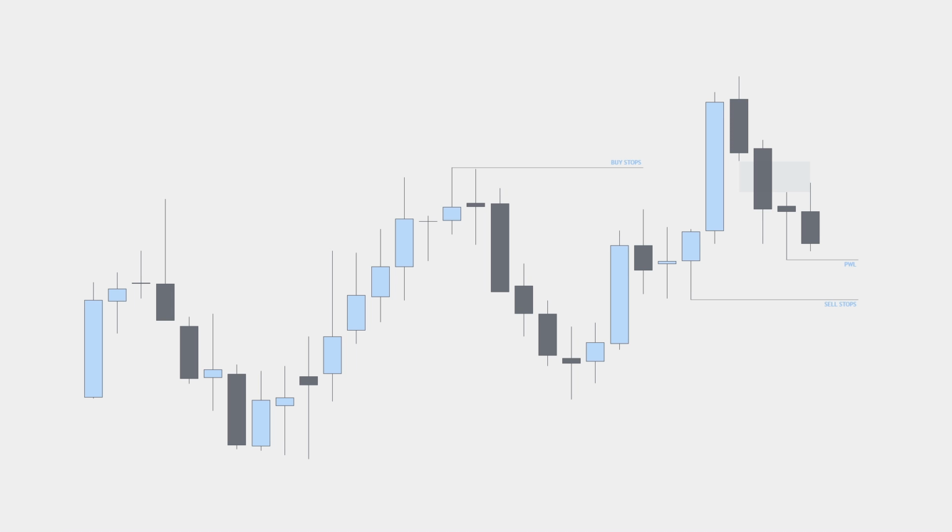So as you remember, I gave you 2 functions of price: either rebalance inefficiencies or move to liquidity. Here, we have already rebalanced this inefficiency in the form of a fair value gap, and we have this previous week's low as a form of sell side liquidity. And if we look just a bit lower, we have another swing low here with more sell side liquidity resting in the form of sell stops.